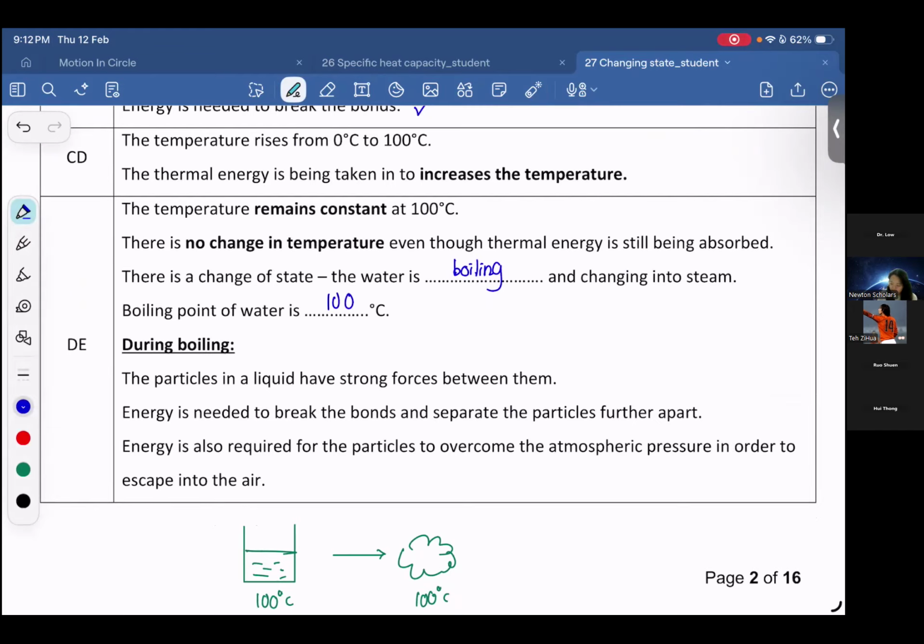During boiling, the particles in the liquid still have a strong force between them. Of course, compared to solid it has a weaker force, but compared to gas it still has a strong force. So we need energy to break the bond. Underline or highlight this: break the bond. So here, we need to break the bond and also overcome atmospheric pressure. These are the two reasons. Absorb the heat, change the state. How does it change the state? It should break the bond, and it should overcome the atmospheric pressure. So when changing the phase, there is no change in temperature.